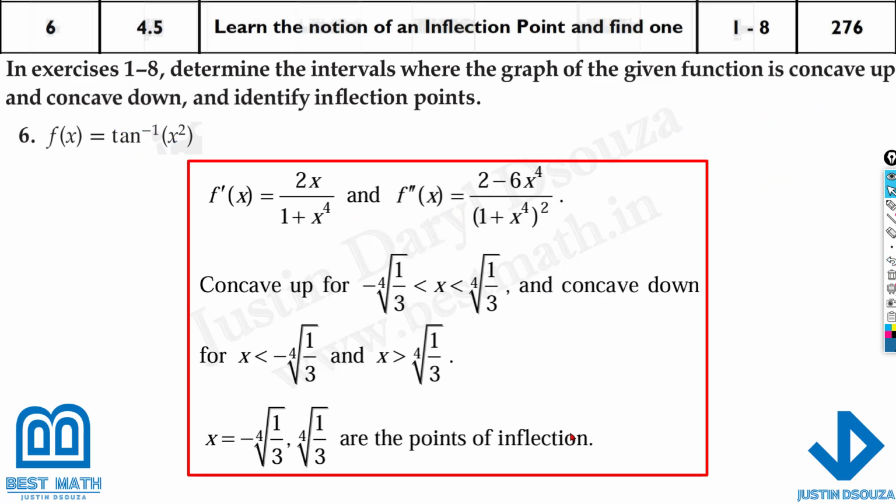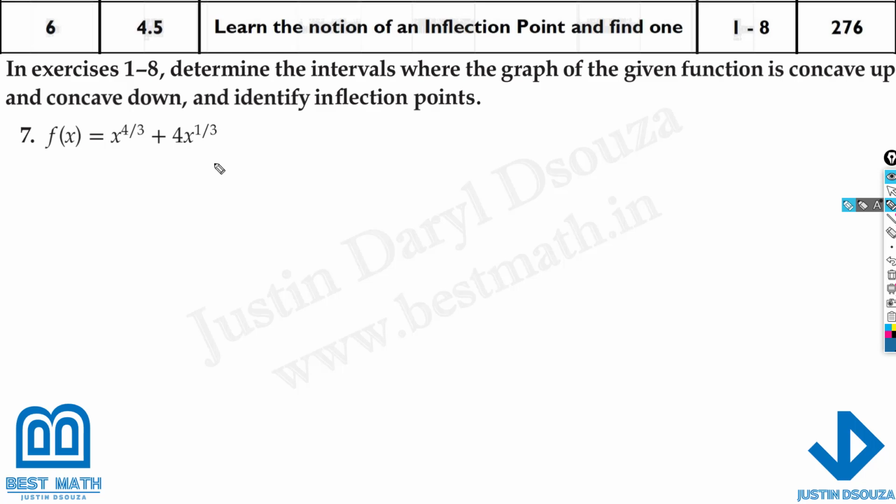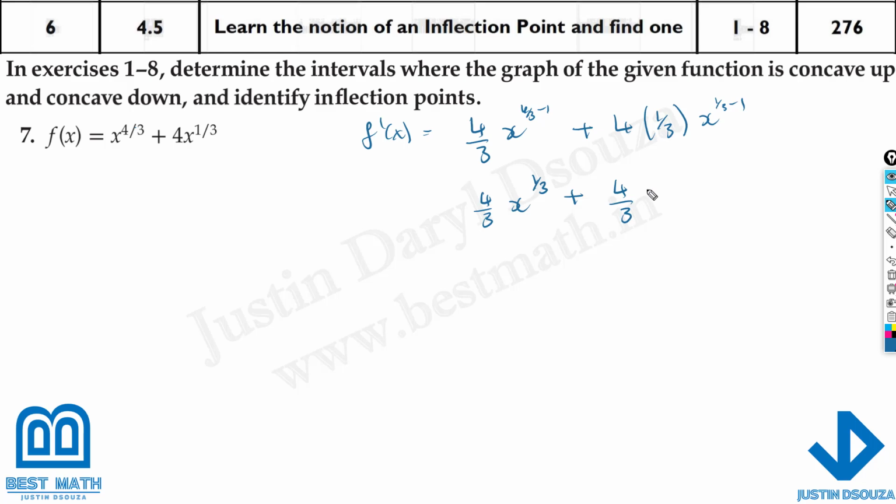So here we go. What about this problem? Again, it's similar. There are just fraction powers. We can use the power rule. It's simpler. Why? Because it's not the product rule or anything. It is just power rules over here. So the first derivative is going to look like this. 4/3 x power 4/3 minus 1, plus 4 times 1/3, and over here we have x power 1/3 minus 1. Let us write 4 by 3 x power, it's going to be 1/3 remaining, plus 4 by 3 x power, it's going to be minus 2/3.